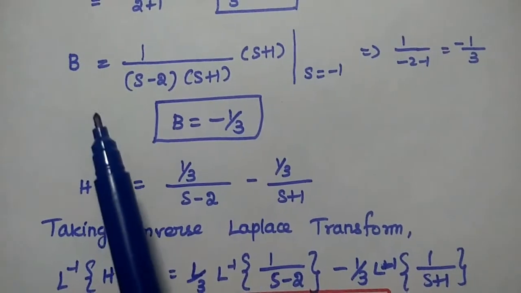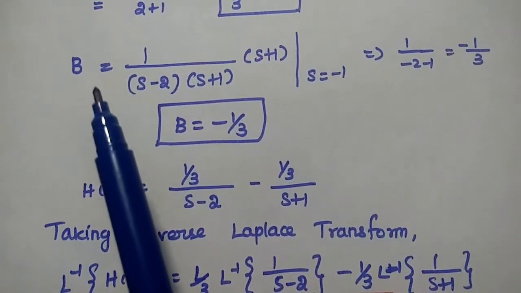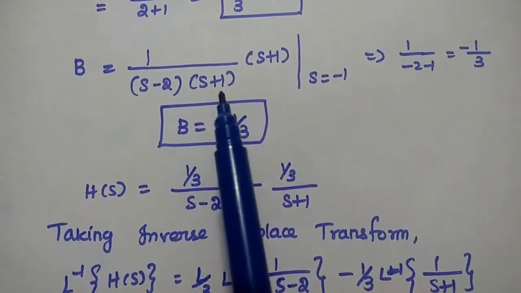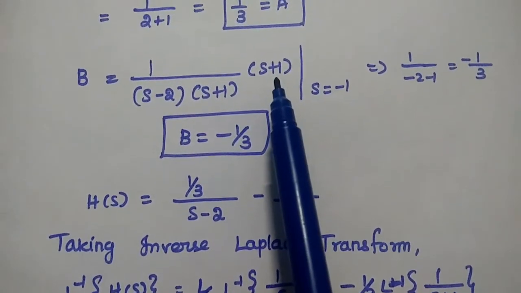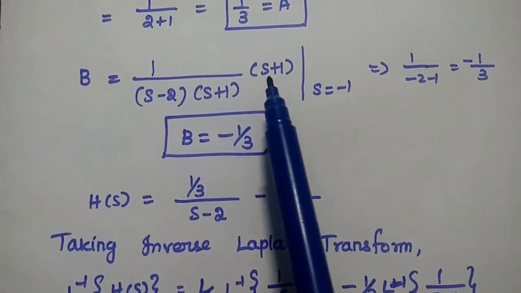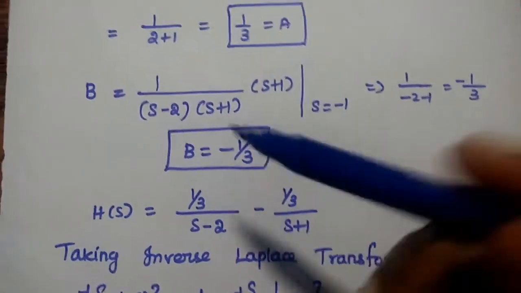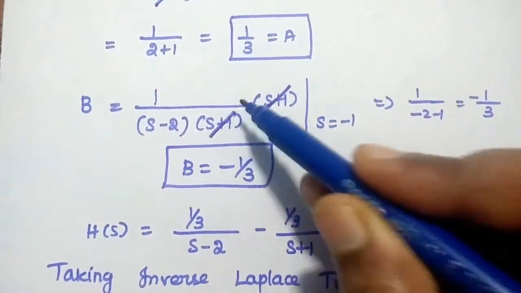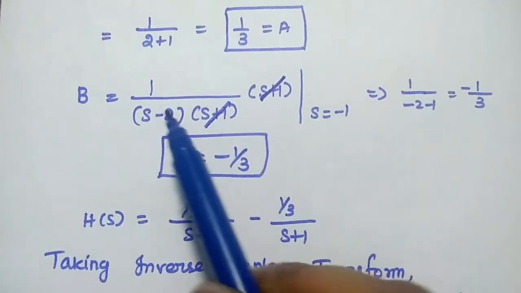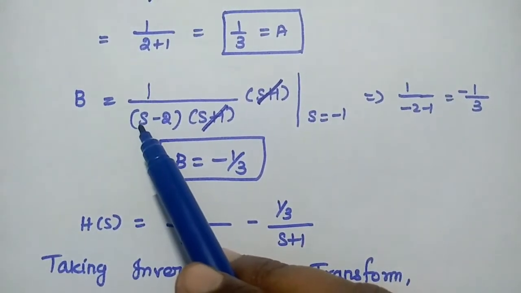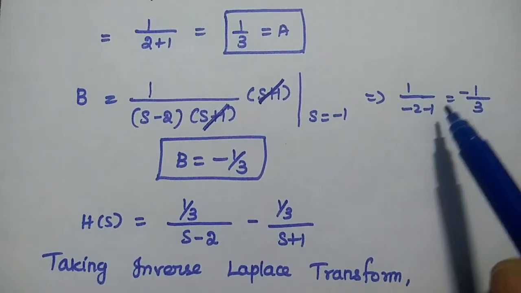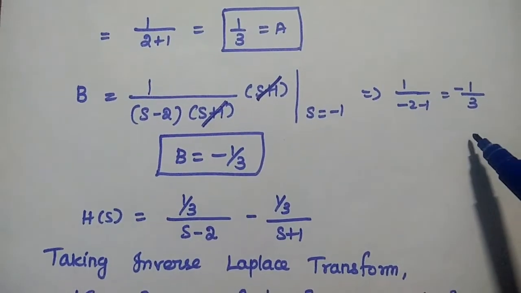Similarly, we can obtain the value of B. So B is equal to 1 by (s minus 2)(s plus 1), multiplied by the denominator of B, that is s plus 1, with the condition s is equal to minus 1. Then we can cancel this term and substitute the value of s. So 1 divided by minus 1 minus 2, that is minus 1 by 3.